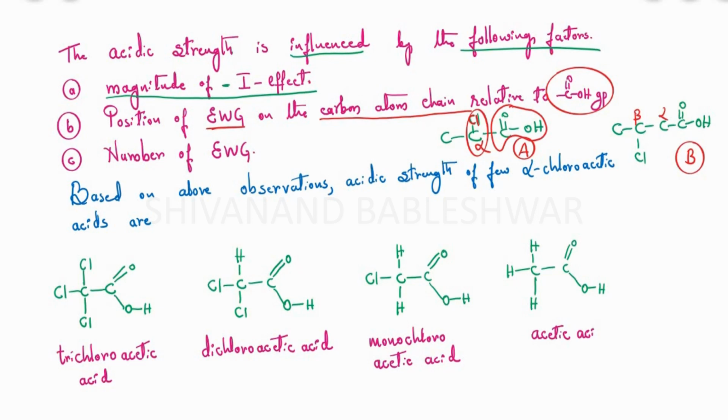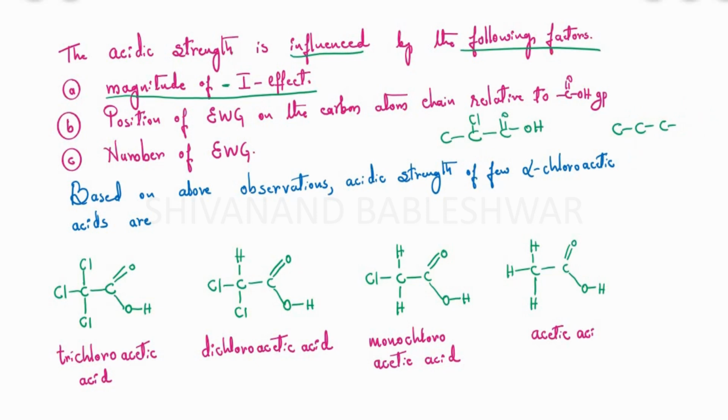Why? In case of B, the halogen atom is present on the beta carbon atom. So this Cl is far away from this functional group. Therefore A is much stronger when compared with B. So that is the meaning of option B here, position of electron withdrawing group on the carbon atom chain relative to the functional group, that is COOH group. And the next one is C, that is number of electron withdrawing groups. How many electron withdrawing groups are present in a given molecule.